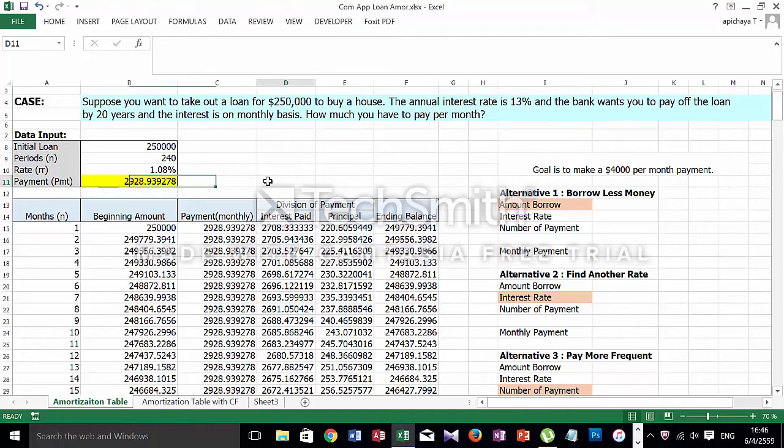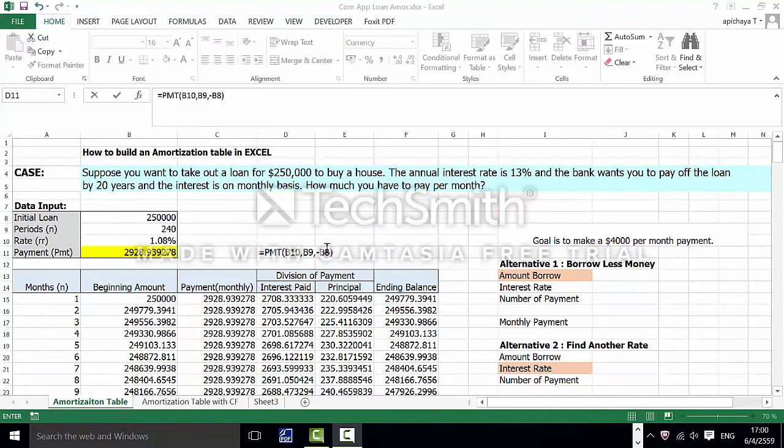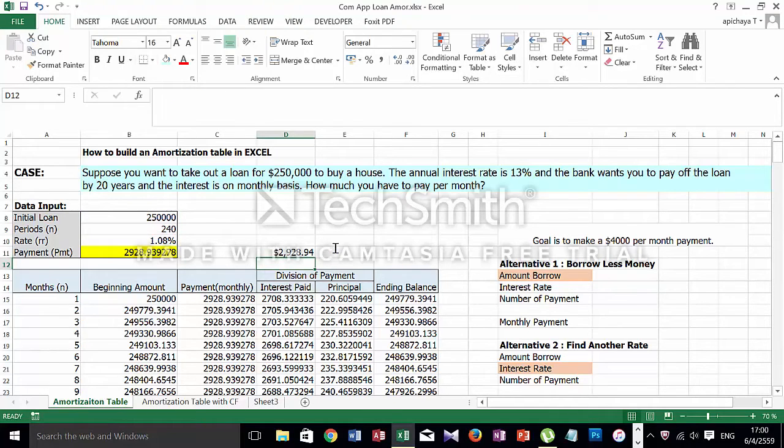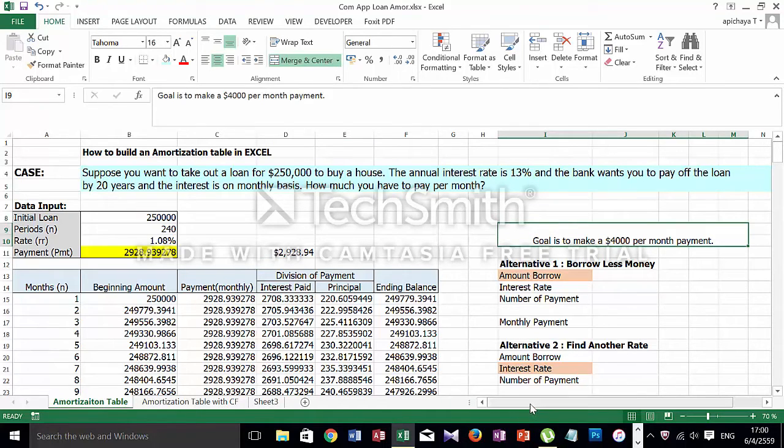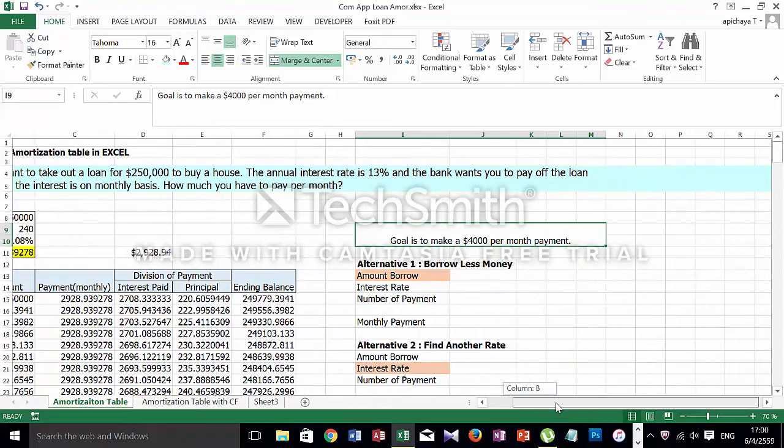You can also use the PMT function to calculate monthly payment on a loan. So equal PMT, tab, the rate is 1.08 and 240, and the PV, present value, is the initial loan. So as you can see, the payment is also 2,928.94. Goal Seek is very useful. It can be used to find any value if the goal is set.